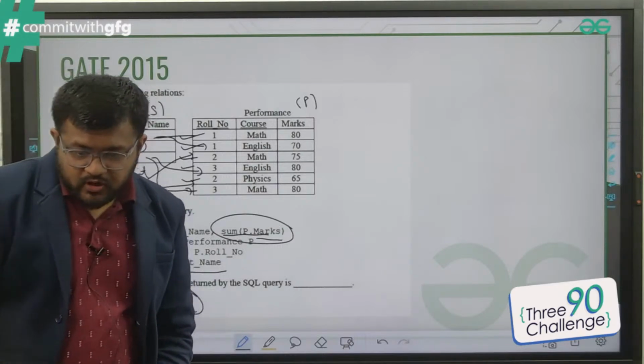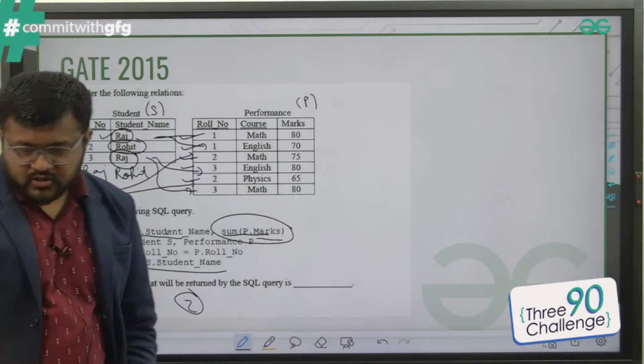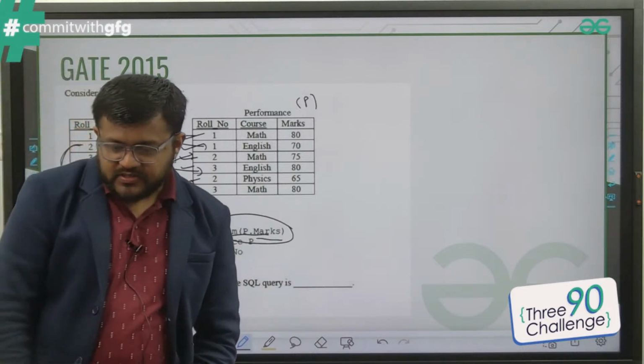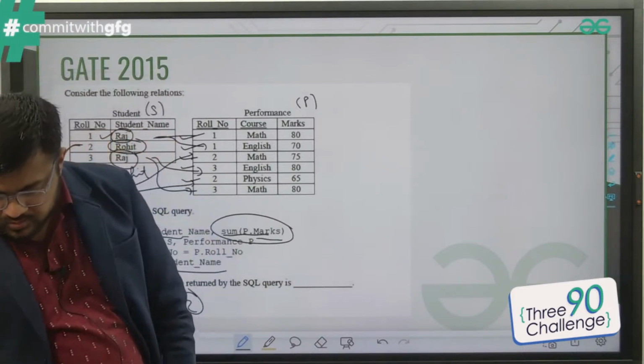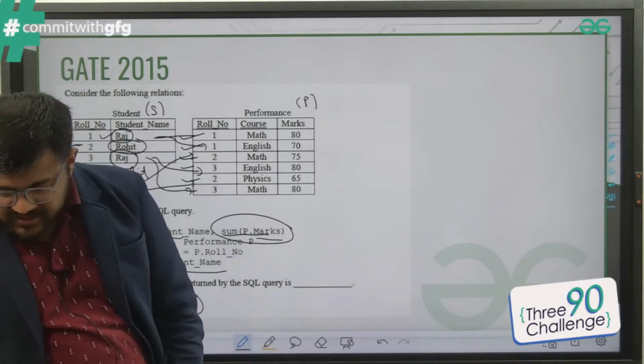Yes, great. No, it will not be 3. The grouping is done based on name. Please correct yourself. I hope this is clear. Is it clear?